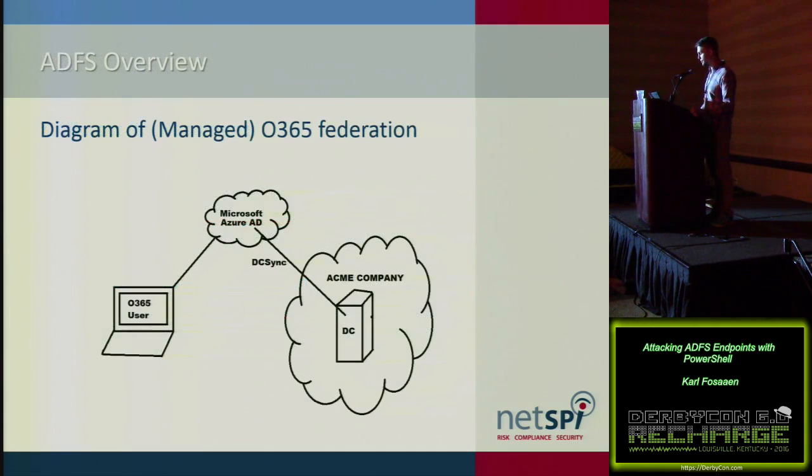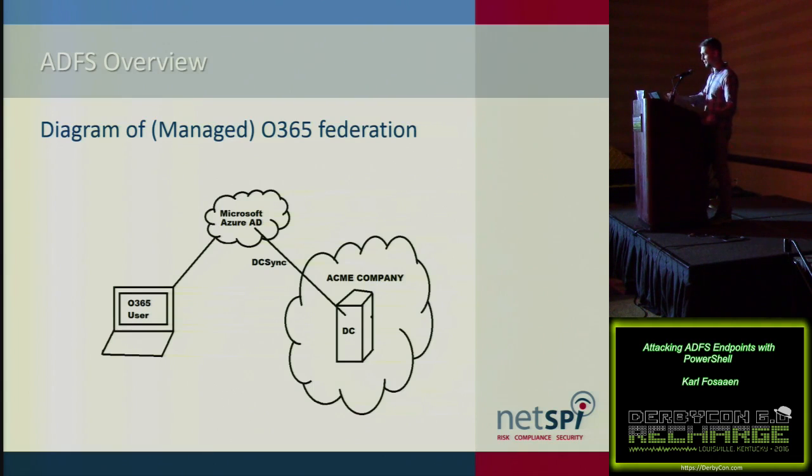So just kind of a picture diagram for people that are more visual. Here's what the managed federation looks like. You're looking at a DC sync between the Microsoft Azure Active Directory and the Acme company. So yeah, thank you, Microsoft Paint.